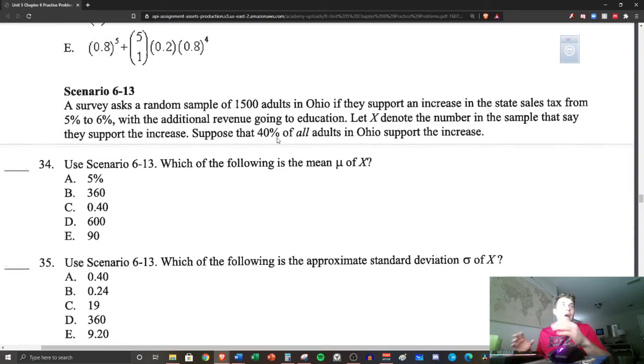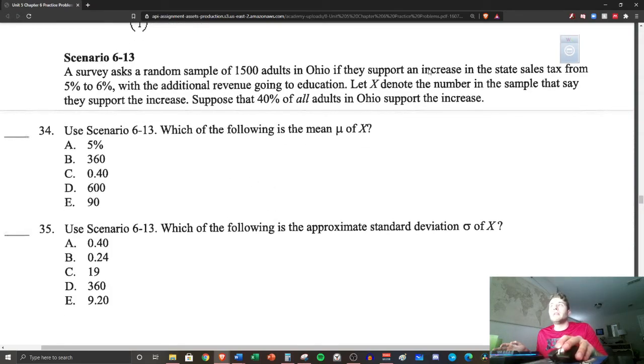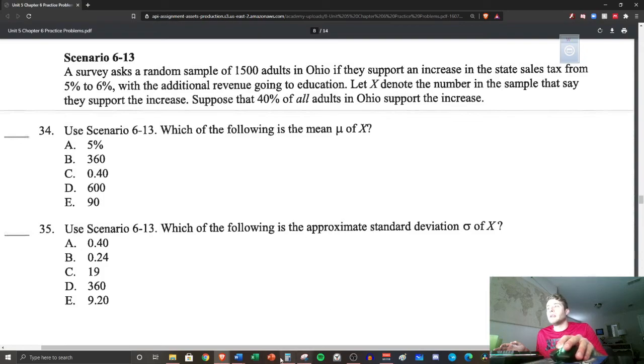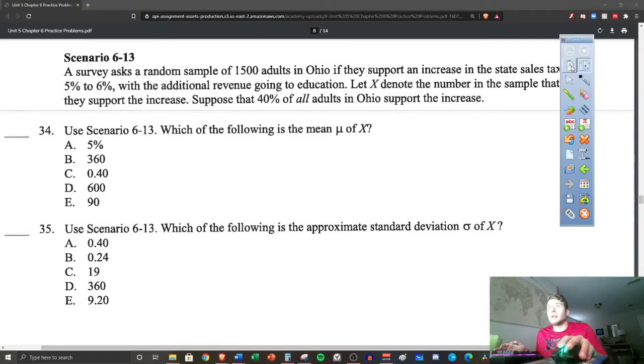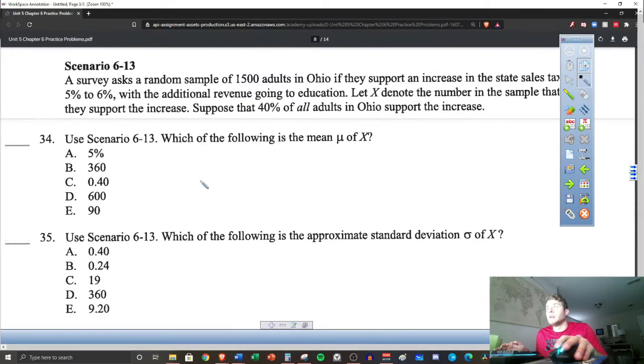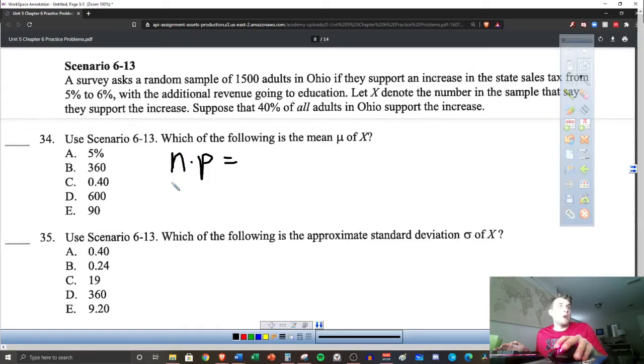So that is our probability, p. And then the probability shouldn't change from person to person because of that idea of independence. So which of the following is the mean of this binomial random variable? Well, we're going to use our formula. Let me go ahead and write on this. We're using n times p. So what is n? n is the number of trials. We're going to go ask 1,500 people, right? That's the sample size, 1,500.